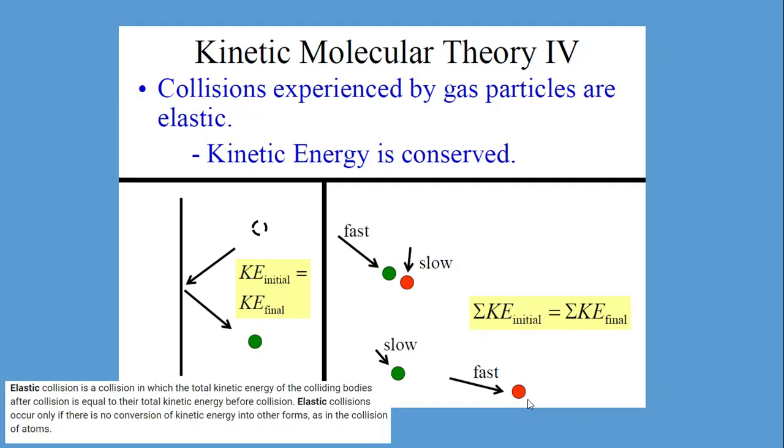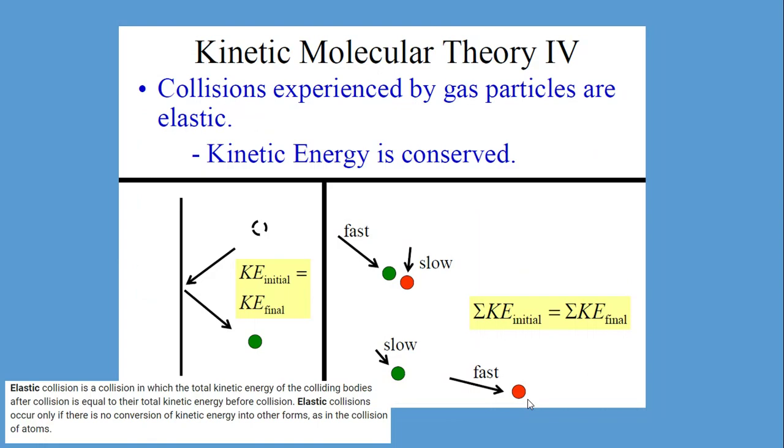The collisions experienced by gas particles are elastic. So this is number 4. And so I put a little definition down here of what elastic really means. It's a collision where the total kinetic energy of the colliding bodies after collision is equal to the total kinetic energy before collision. So it's kind of like the law of conservation of kinetic energy, and we have the law of conservation of energy.